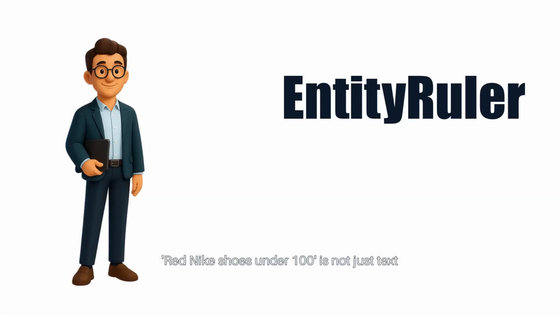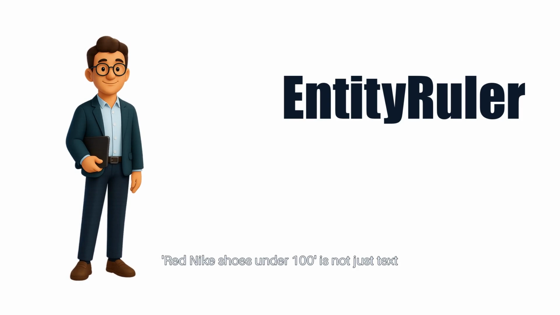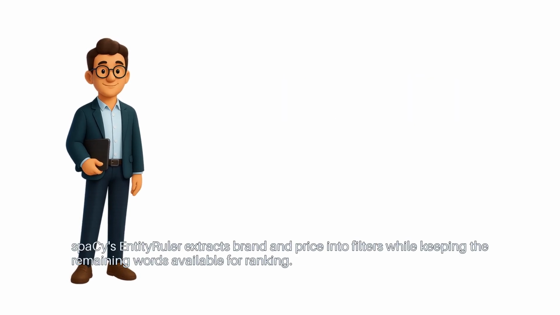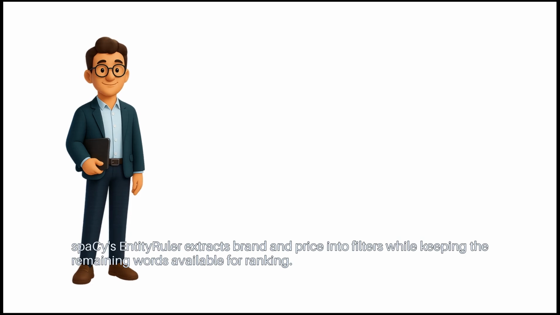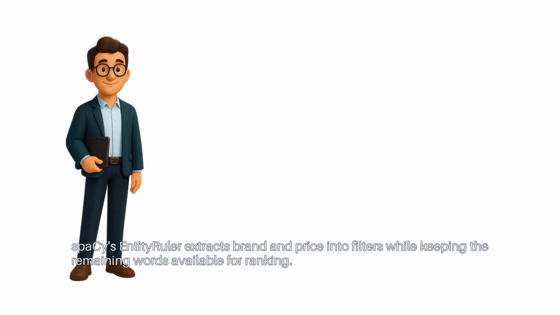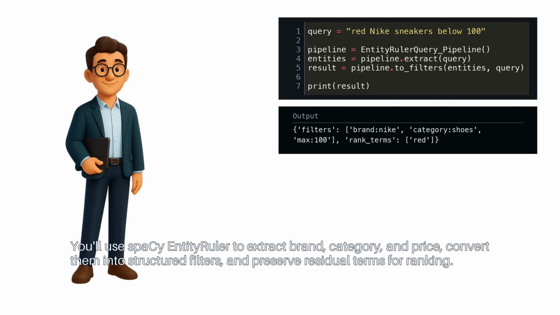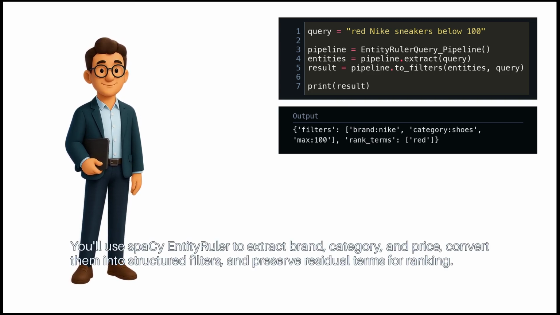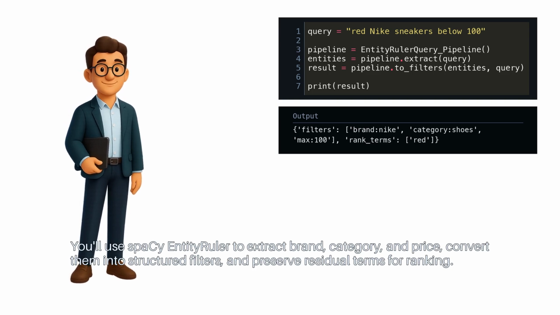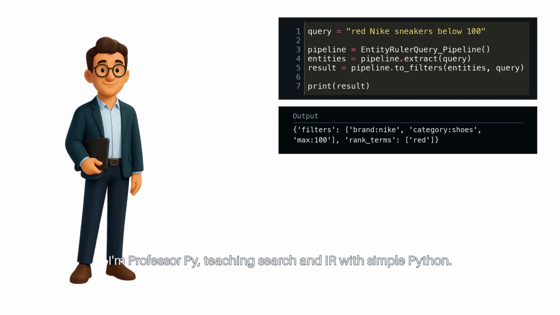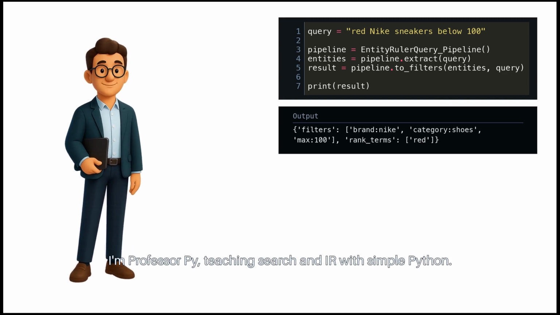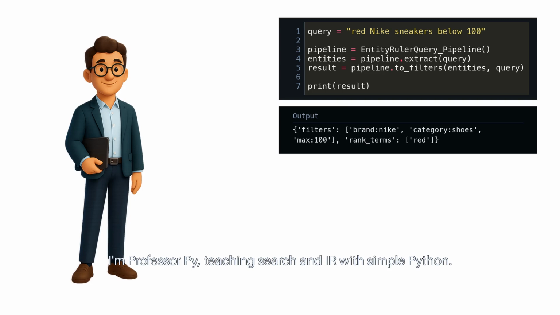Red Nike shoes under 100 is not just text. spaCy's EntityRuler extracts brand and price into filters, while keeping the remaining words available for ranking. You'll use spaCy EntityRuler to extract brand, category, and price, convert them into structured filters, and preserve residual terms for ranking. I'm Professor Pi, teaching search and IR with simple Python.